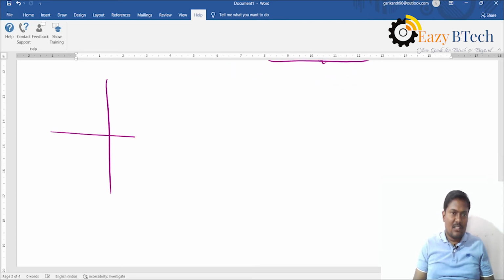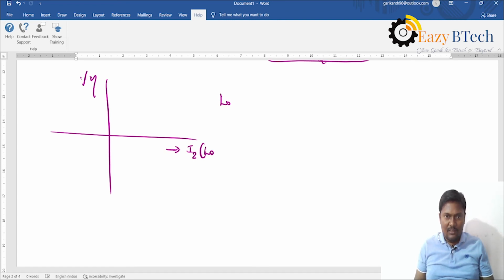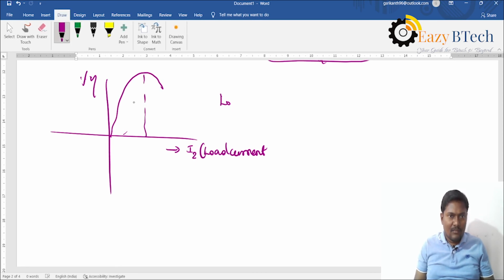If you draw the characteristics, the percentage efficiency versus load current, you will get the characteristics like this. At this condition, copper loss is equal to iron loss, but after this copper loss is greater than iron loss, and below this iron loss is greater than copper loss.